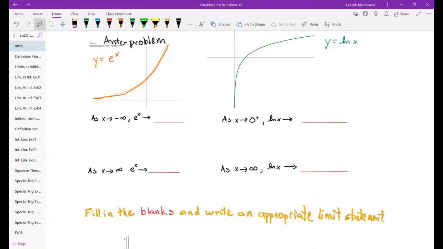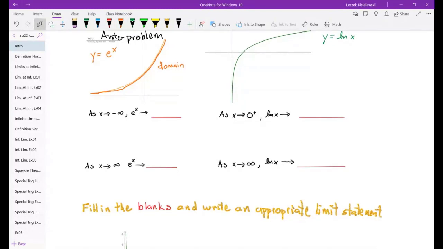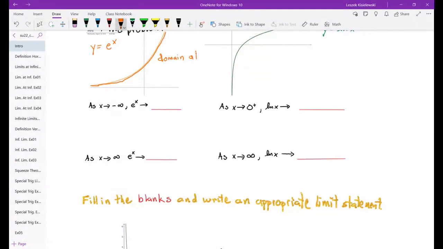Now, just a quick review. What is the domain of this function? Just looking at the graph, and I'm looking at chat. So for the exponential function, what are the all real numbers? That's right. You can plug anything into the exponential function, negative or positive. So it's all real numbers.